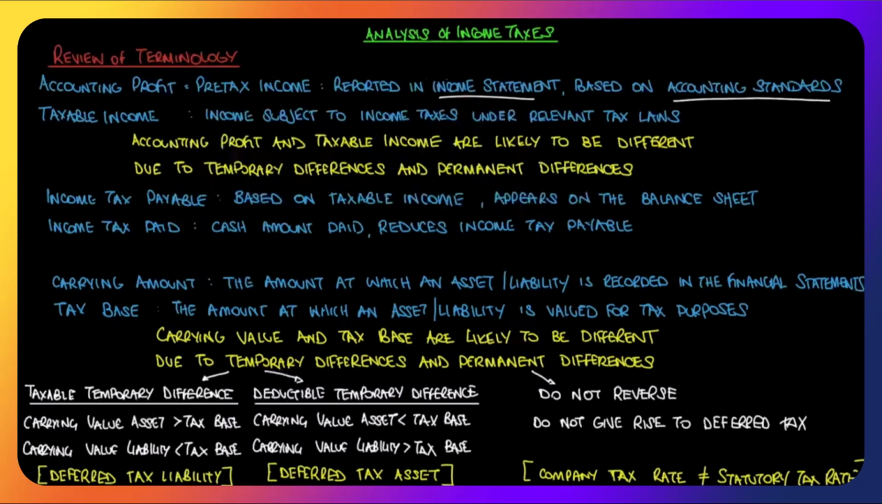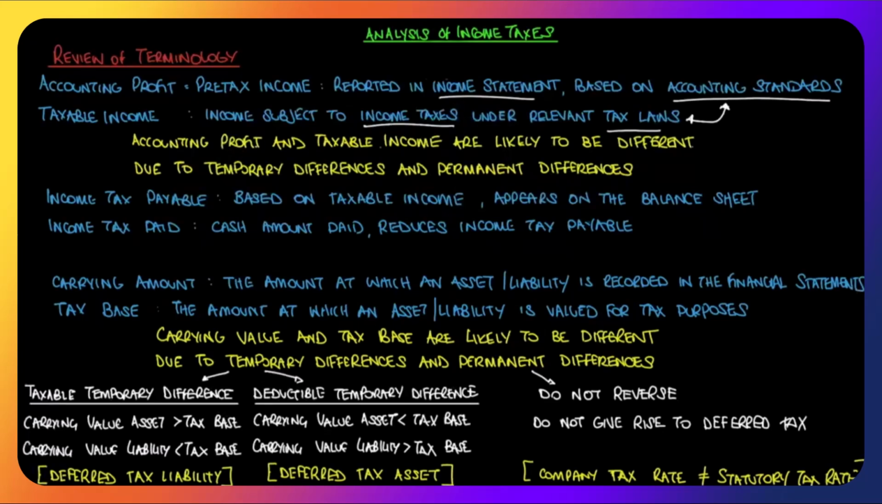Taxable income, on the other hand, is the income figure that the tax authorities will calculate and use to charge income taxes. Taxable income is your income subject to income taxes under relevant tax laws, and this is the key. We have a pre-tax income figure in our income statement, which is based on accounting standards, but taxable income, the figure on which tax payable will be based, is prepared using tax laws. If the two are different, then accounting profit and taxable income are likely to be different.